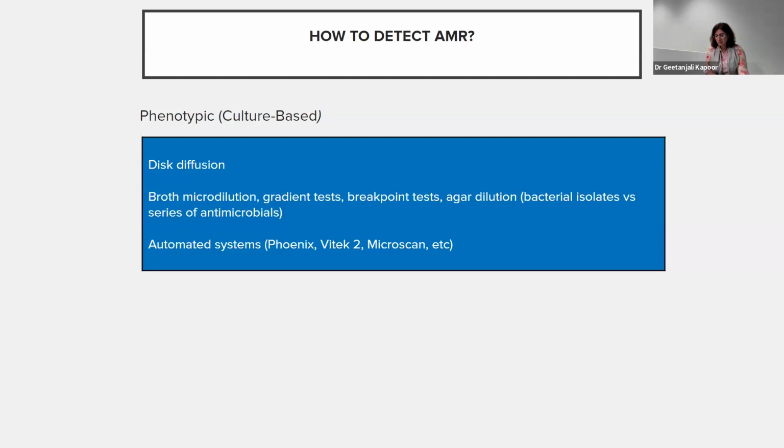A breakpoint, as the name itself indicates, is a predefined concentration of antibiotic. It's like a threshold. Generally, the breakpoints are already listed. They're provided by guidance documents.